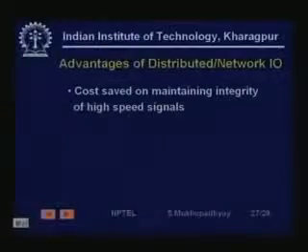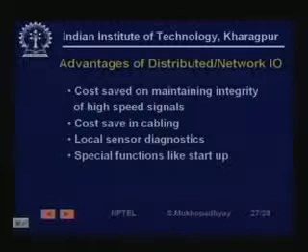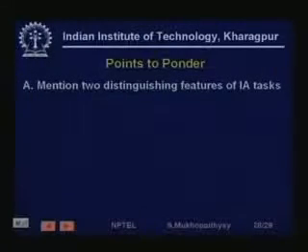The advantages of distributed network IO are well understood: cost saving on maintaining integrity of high speed signals, because of the advantages of digital communication, and the advantages of having an intelligent module near the machine. So, you can have good sensor diagnostics, fault monitoring functions can be realized without overloading the CPU. You can do special functions like startup. So, in a sense, in such cases the PLC CPU really works like a supervisory system and the actual control is done on the spot. So, you have better centralized coordination and monitoring.